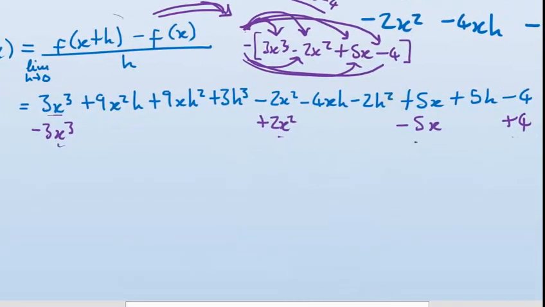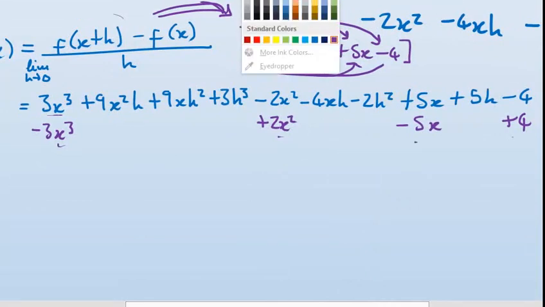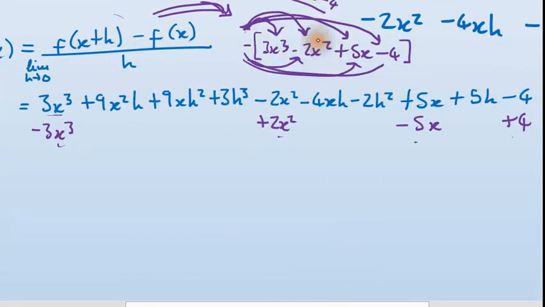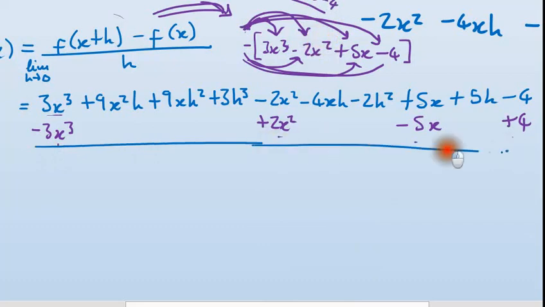Now, all of this must be divided by h, wherein you know your limit. Yes, you do. You do know your limit. Your limit is h tends to 0.